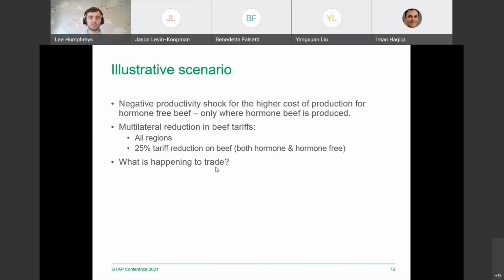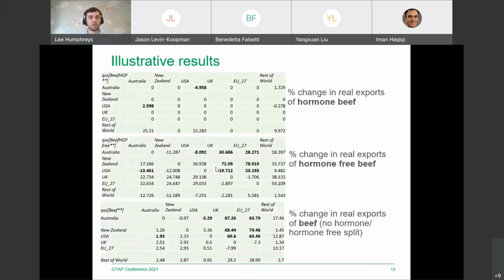And then in terms of the scenario, like I said, an illustrative multilateral reduction in beef tariffs. What happens if we reduce the tariff on beef by 25% in all regions? This is for both hormone and hormone-free beef. And then we can look at what happens to trade. These are some very illustrative results, done this week to give an idea of what this might be used for. I'm still trying to understand these a bit more myself, but I think there are a couple of interesting points to pick up.